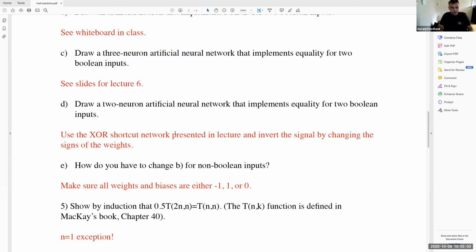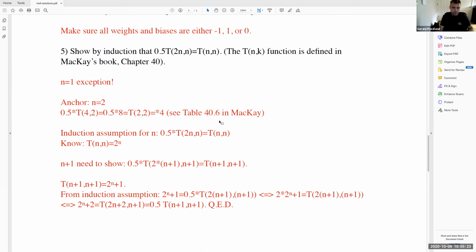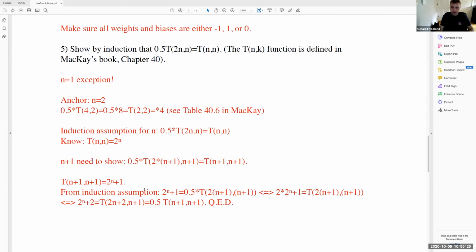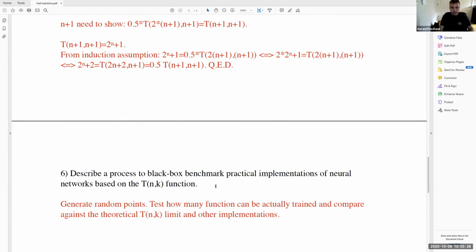Then I gave you a little bit of a math exercise just for fun. Show by induction that the sum of binomials up to n is the same as 2 to the n. So that gives you the definition in McKay's book. The information threshold at 2, n equals 1 is obviously the exception, and then you just do your thing, right? You take the anchor and just do it. Again, you can take a look at the solution and ask many questions.